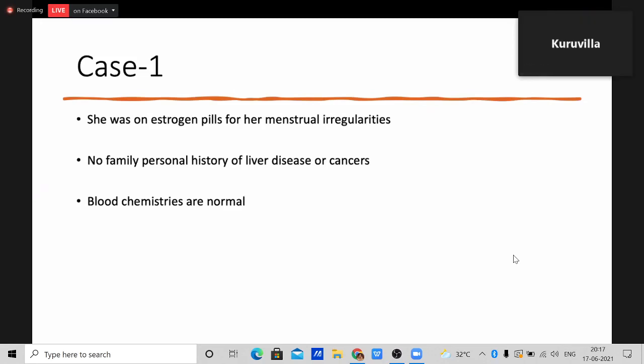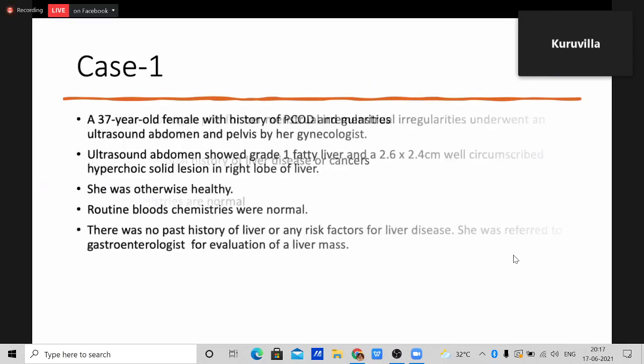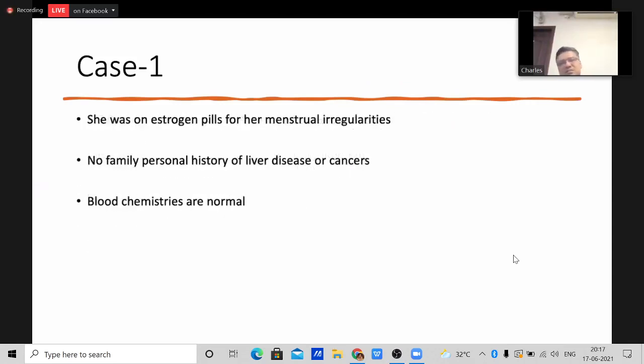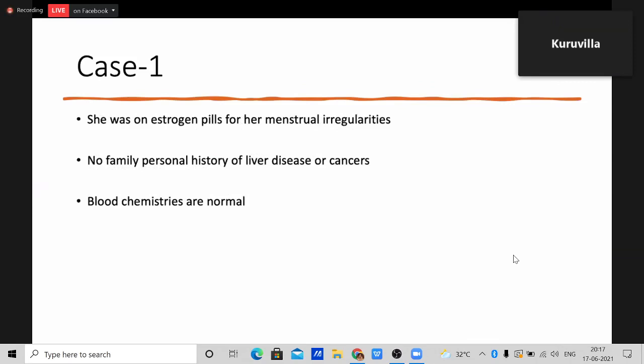Yes, sir. You have a 37-year-old female with no underlying chronic liver disease. Incidentally, you see a liver lesion. Since the age group belongs to the second decade, she's on OCP, and she's a menstruating woman, I would think of hepatocellular adenoma as the first possibility in this case, since it's also a solid lesion. Yeah, good.